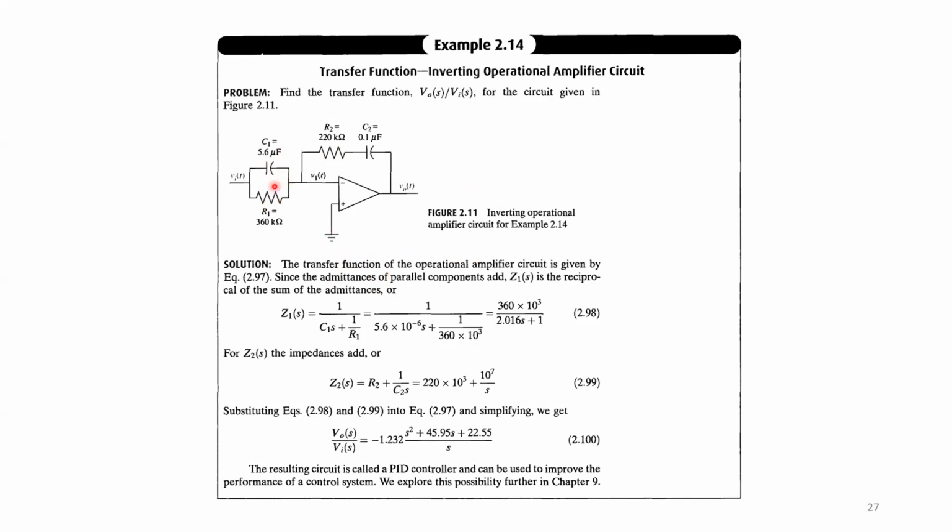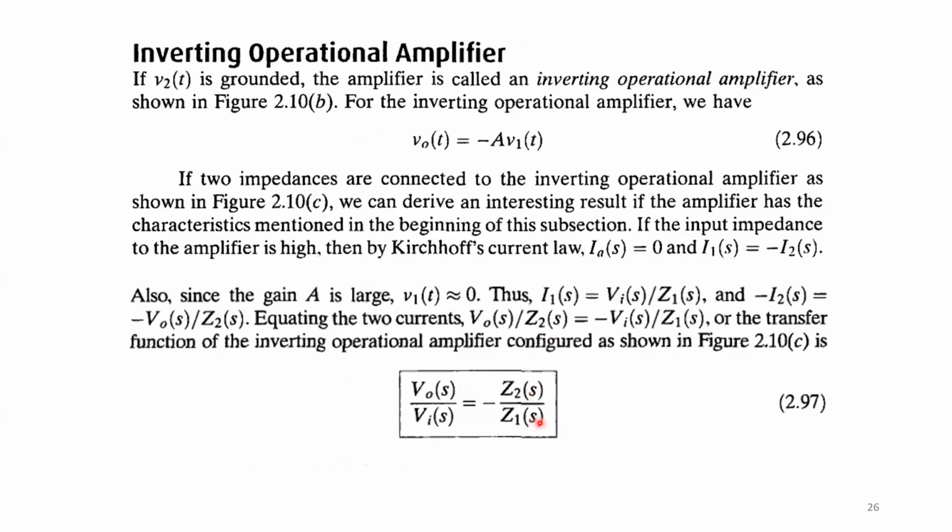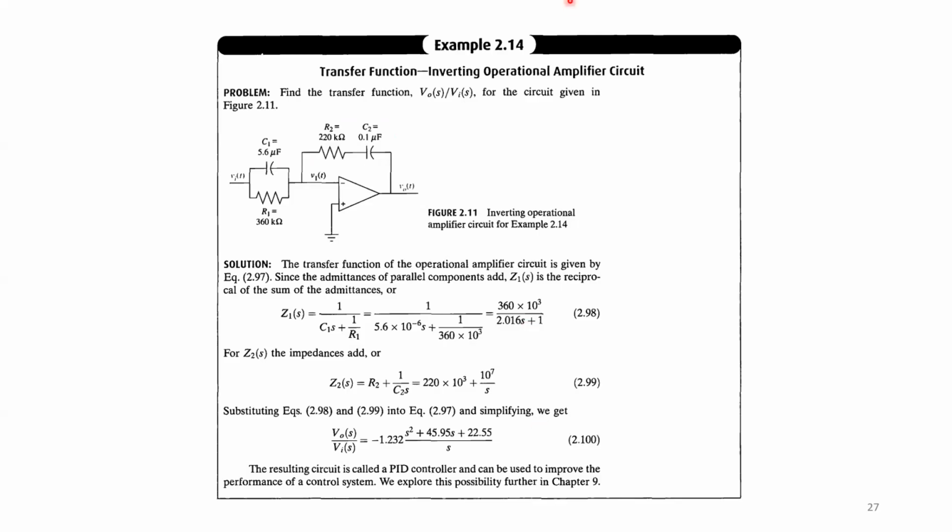Okay, see. First of all, we need to find out. From the previous slide, we know that minus Z2 by Z1. According to the formula, V0 by VI equals minus Z2 by Z1. So what is Z2? That is Z1 and that is Z2. Okay, so we need to calculate these, then we will find this. So first of all, Z1.